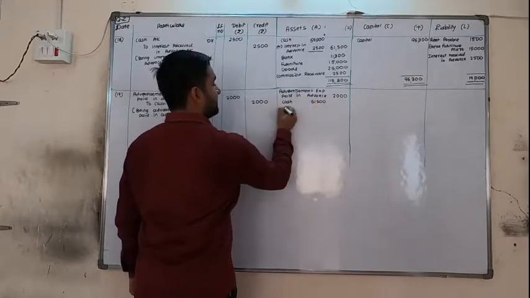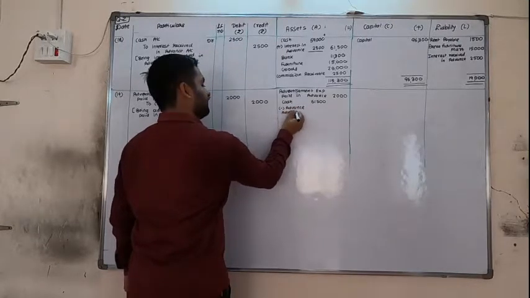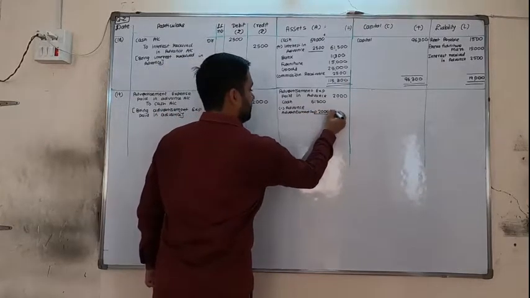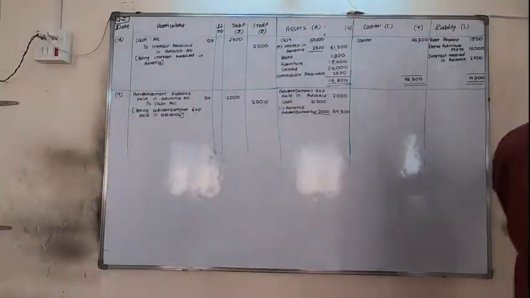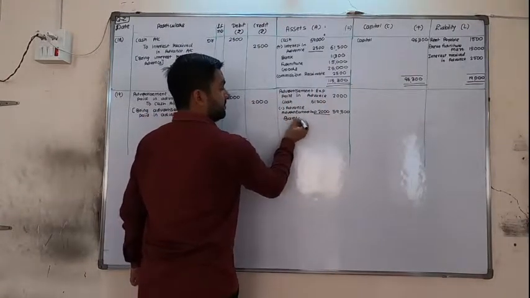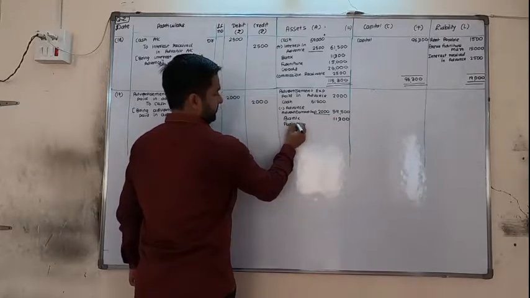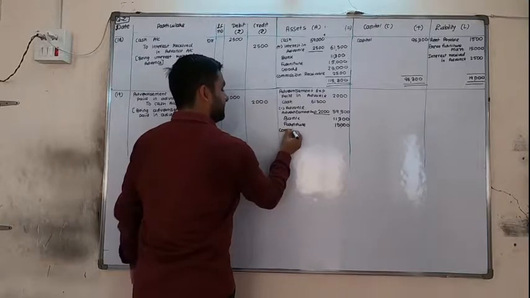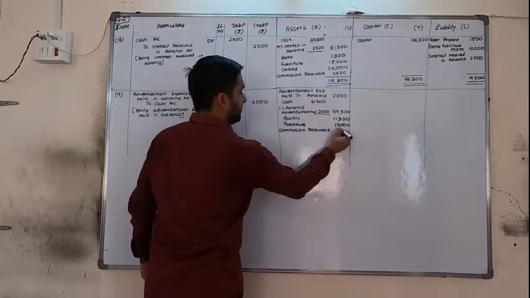So cash 61,500 minus advertisement expense paid in advance 2,000. So it will be 59,500. Cash will be 59,500. All other things are the same. Bank 11,300. Furniture 15,000. Commission receivable 2,500.